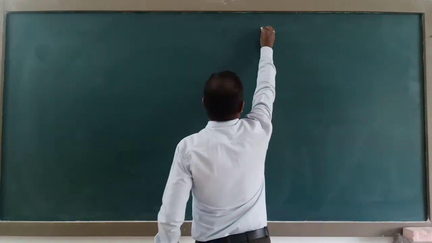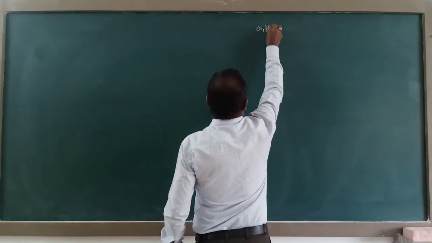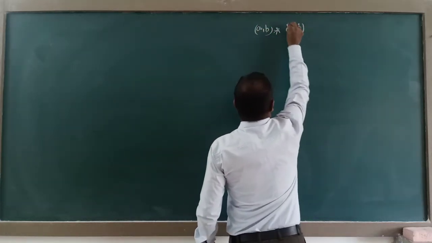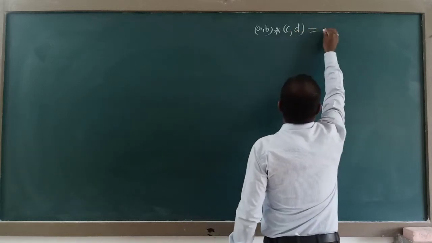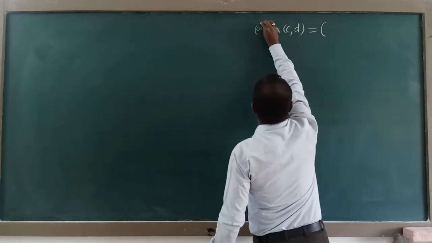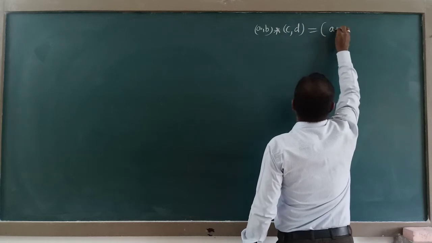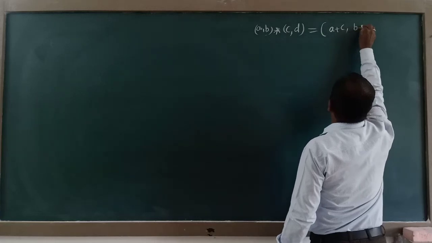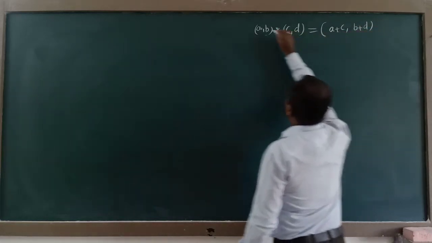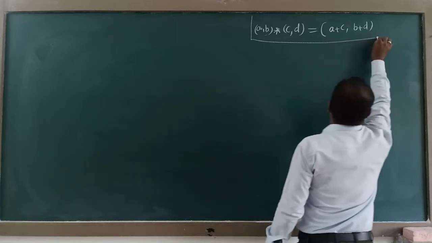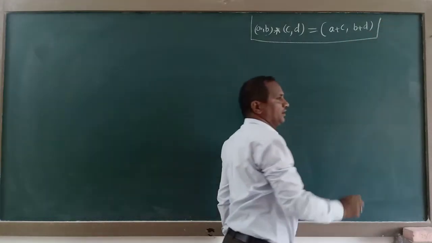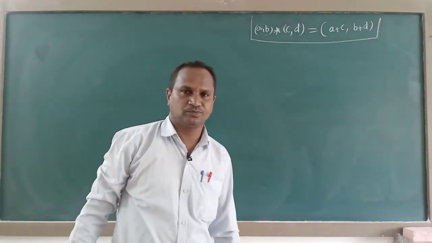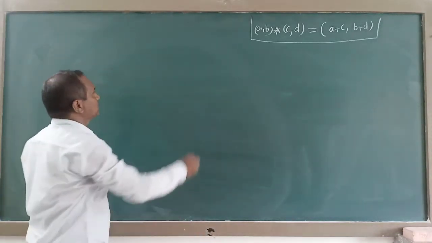They gave this definition: (A, B) star (C, D), one ordered pair, is equal to the sum of all first elements comma the sum of all second elements, that is B plus D. With the help of this definition only, we are going to prove commutative and associative. Now we are in commutative.